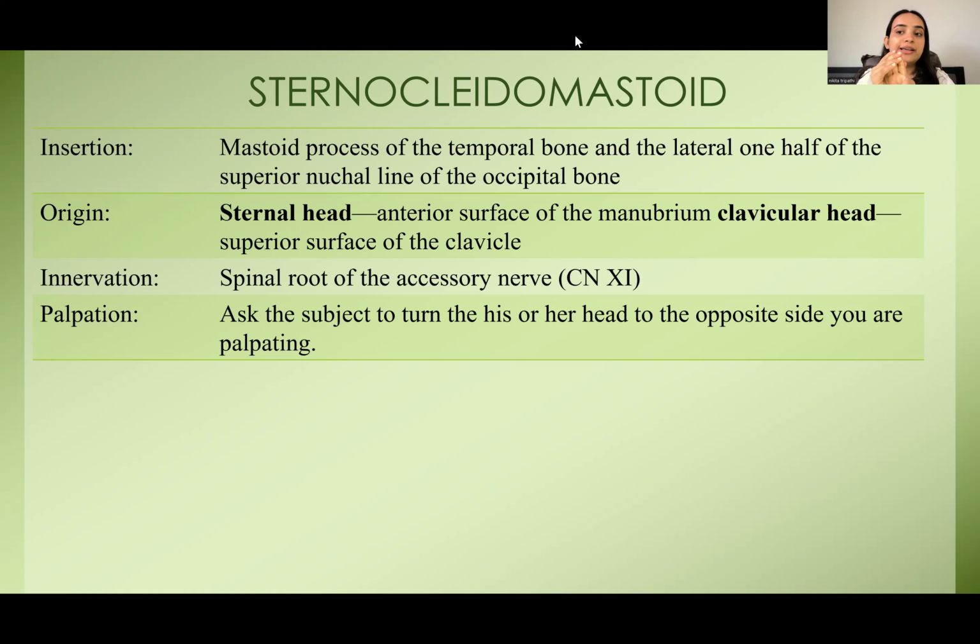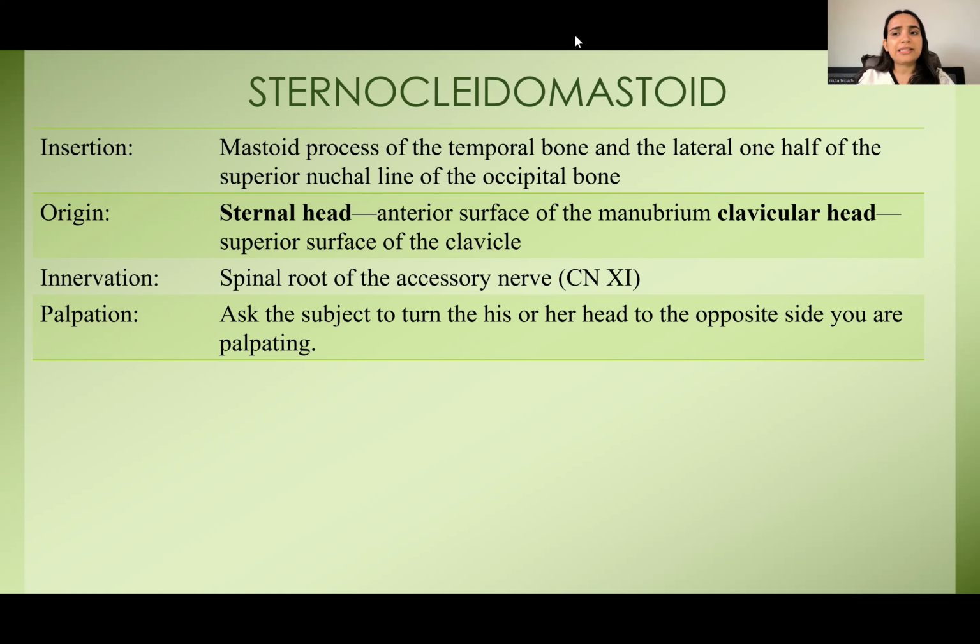The third thing is the innervation. Who gives the nerve supply? Who supplies the SCM muscle? The sternocleidomastoid muscle is supplied by the 11th cranial nerve, that is the accessory nerve. So the nerve supply for this is a cranial nerve, not a peripheral nerve. The 11th cranial nerve.